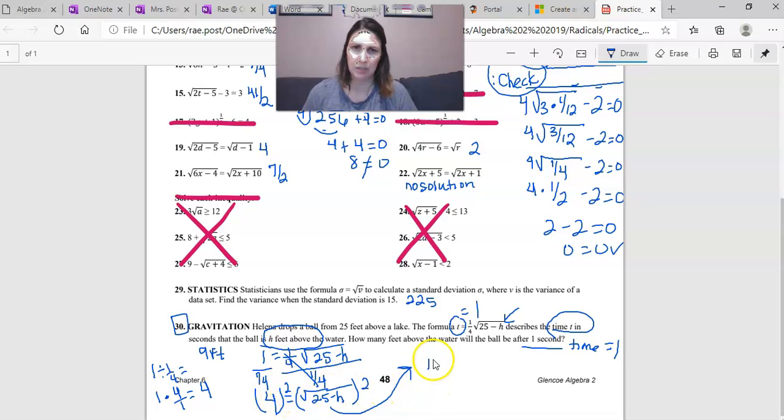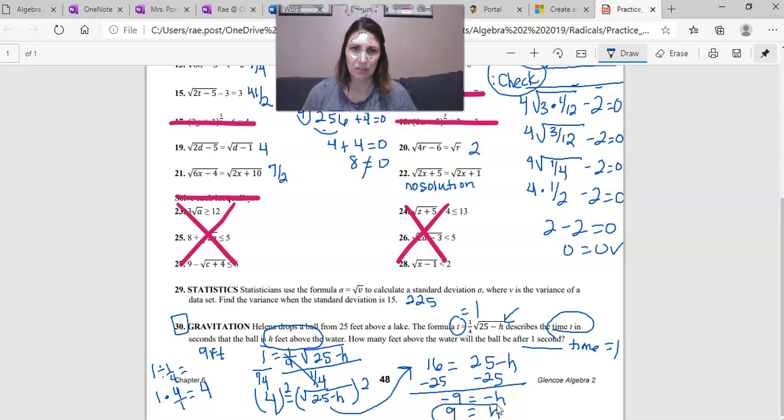So that 4 now becomes 16. And our square root simplifies to just 25 minus h. Solve for h. Subtract 25 on both sides. And you guys are going to get -9 equals -h. But you don't want to know what negative h is. You want to know what positive h is. So you can divide everything by -1 and you get 9.